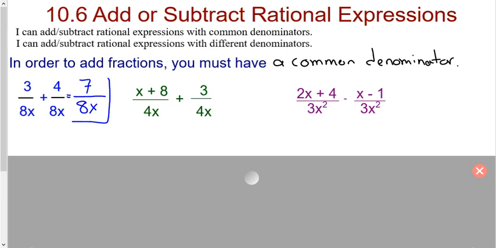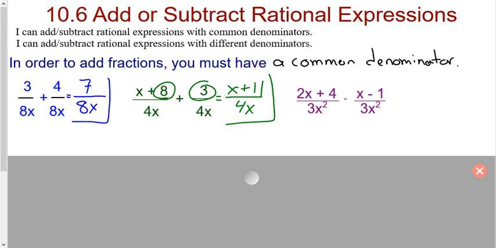When we have expressions, we just need to add like terms. Again, our denominator is the same, so our denominator will stay at 4x. Here we have x plus 8 plus 3. Our like terms are the 8 and 3. So we're going to simply add those together to get x plus 11 over 4x. As we talked about in section 5, our numerator is a binomial, our denominator is a monomial. Those don't simplify with each other, so our final answer is x plus 11 over 4x.